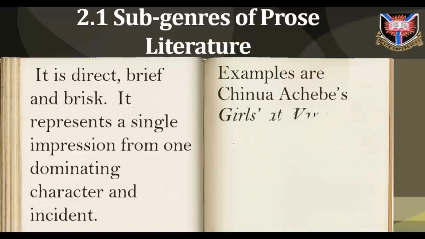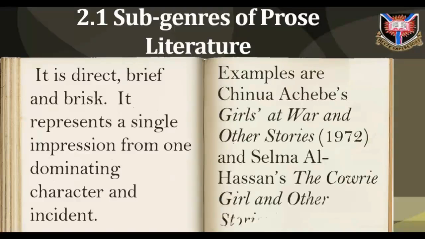Examples are Chinua Achebe's Girl at War and Other Stories, published in 1972, and Thelma Al-Hassan's stories, The Cowrie Girl and Other Stories, published in 1971. The remarkable thing about these traditional stories in the written medium is that they still retain their creative balance between imagination and reality, and the truth that emerges is stated without apologies. Other examples of short stories include Alex La Guma's Blankets, Out of Darkness, Etude, Coffee for the Road, and Cyprian Ekwensi's The Rainmaker and Other Stories.